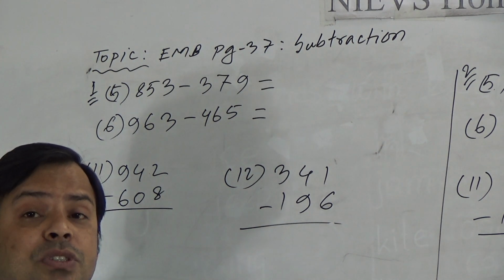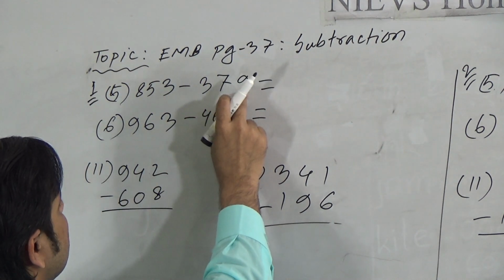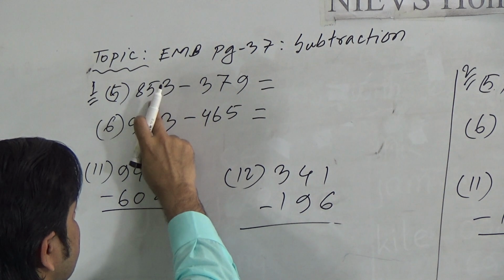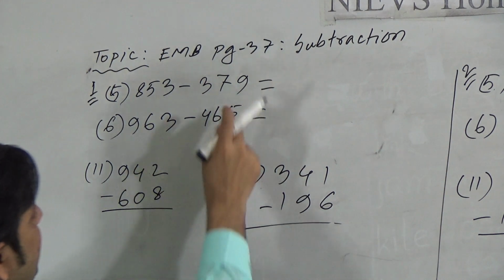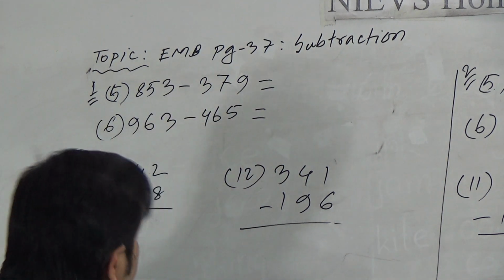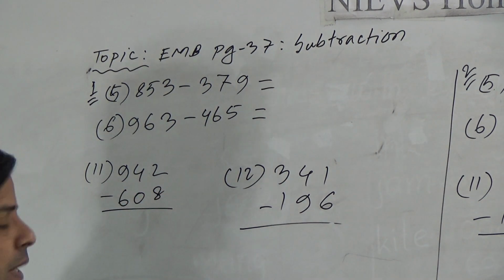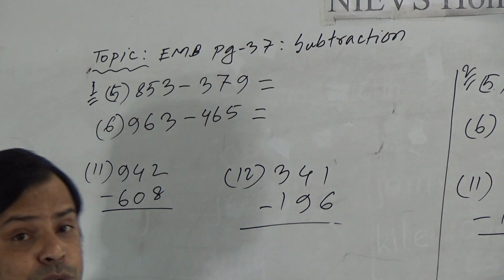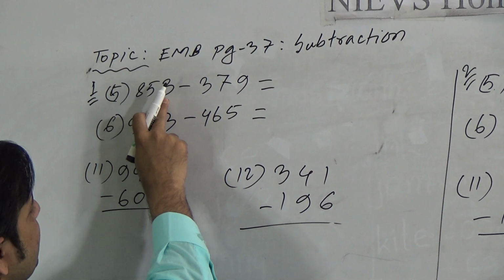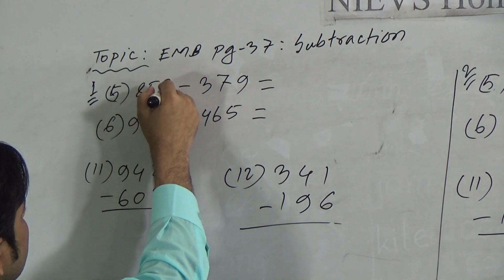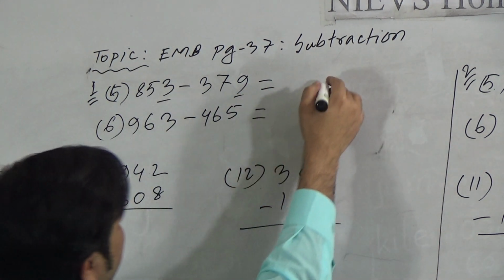To do the subtraction we have to start from the right side, from the last digit, the ones place. We subtract ones place from ones place, tens place from tens place, and hundreds place from hundreds place. So at first subtract 9 from 3. It's not possible as 3 is smaller than 9. For this we have to consider 1 with 3, so this will be 13. Now if we subtract 9 from 13, it will be 4.